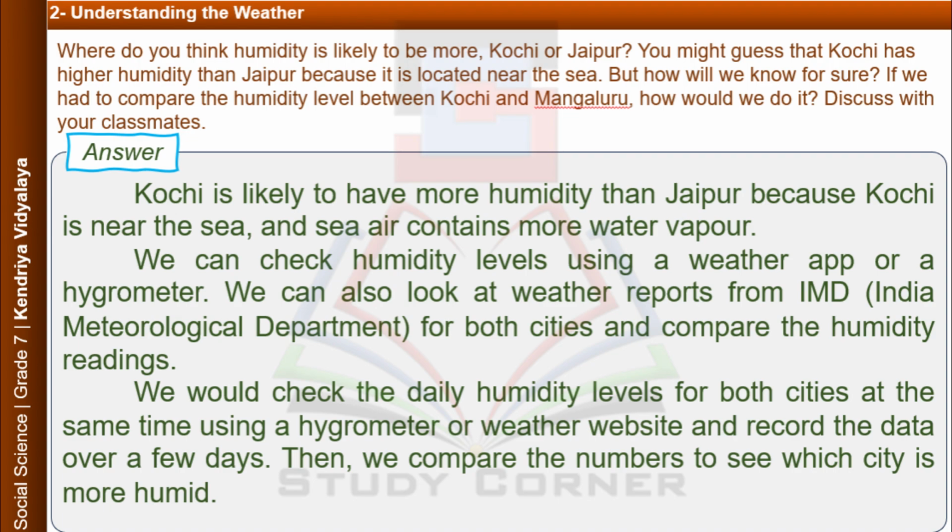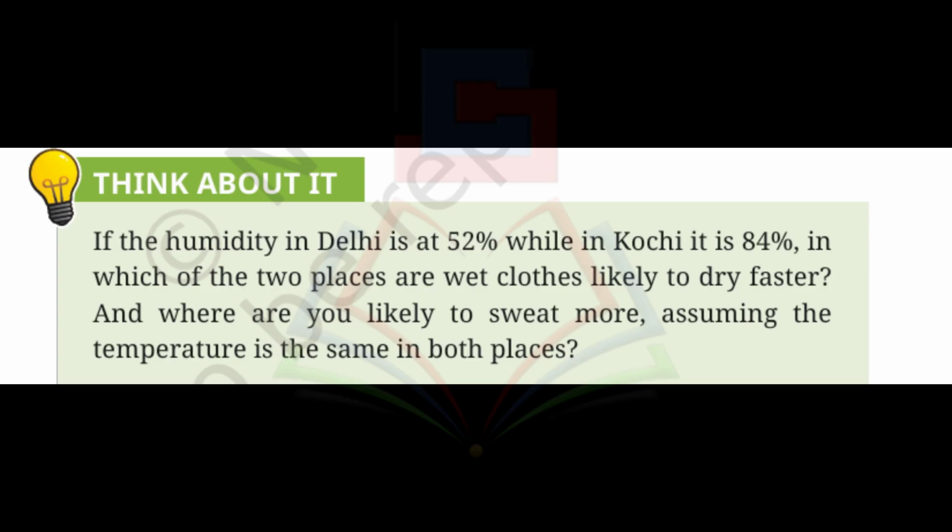Then, we compare the numbers to see which city is more humid. Page number 38. Think about it. If the humidity in Delhi is at 52% while in Kochi it is 84%, in which of the two places are wet clothes likely to dry faster? And where are you likely to sweat more, assuming the temperature is the same in both places?